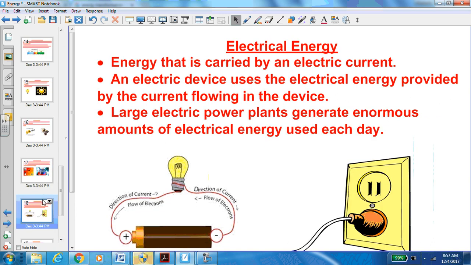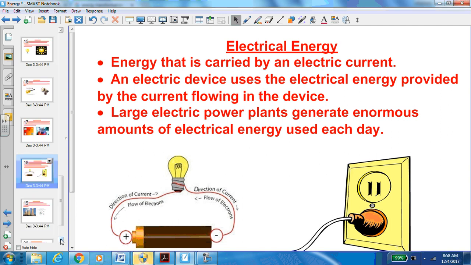Electrical energy, which is a form of energy that many of us probably could not do without. This is energy that is carried by an electrical current. An electric device uses electrical energy provided by the current that's flowing in the device. Typically, as you can see right here, you've got to have some kind of conductor for the electrical energy to flow through. That is how the electricity gets around, through some type of conductor. Large electric power plants generate enormous amounts of electrical energy used each day. So most of the electrical energy that we receive in our homes, buildings, businesses and schools does come from large electric power plants.